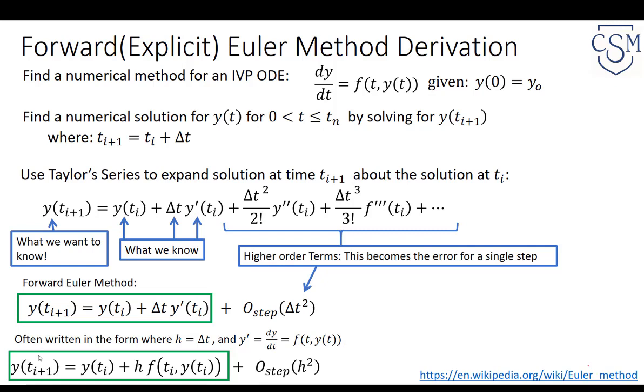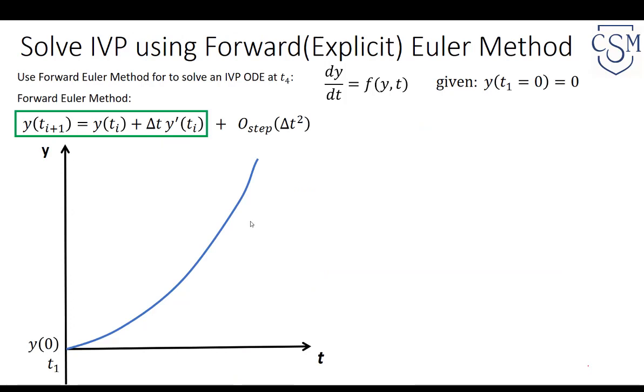So oftentimes this forward Euler method appears as y of t_{i+1} is equal to y of t_i plus the time step times the derivative equation of t_i and y of t_i. So I'd like to take you through how forward Euler, or explicit Euler, can be used to solve an initial value problem using Euler's method. That is, we have this equation here, and we'd like to solve for the function y at time 4.